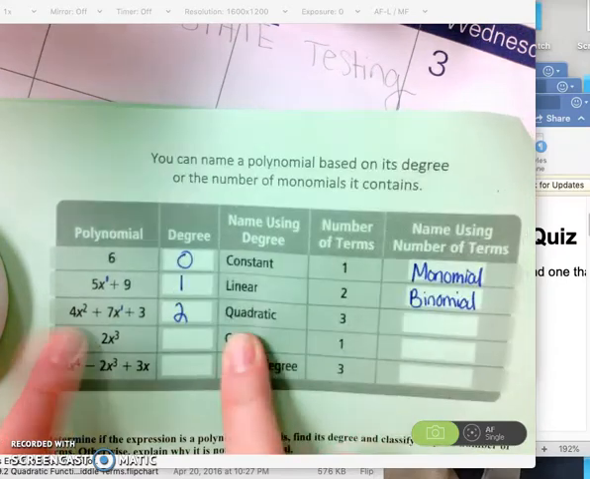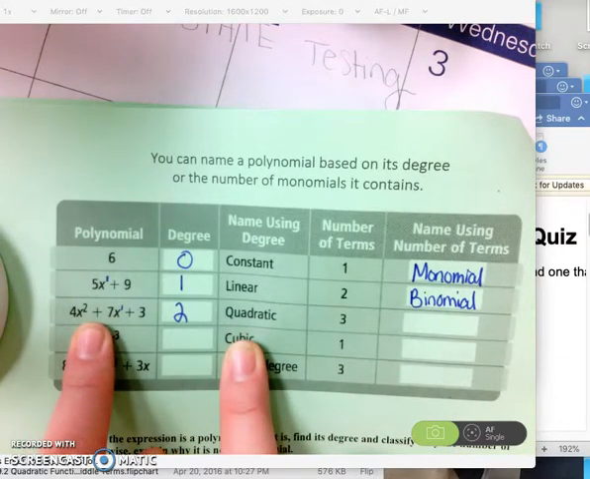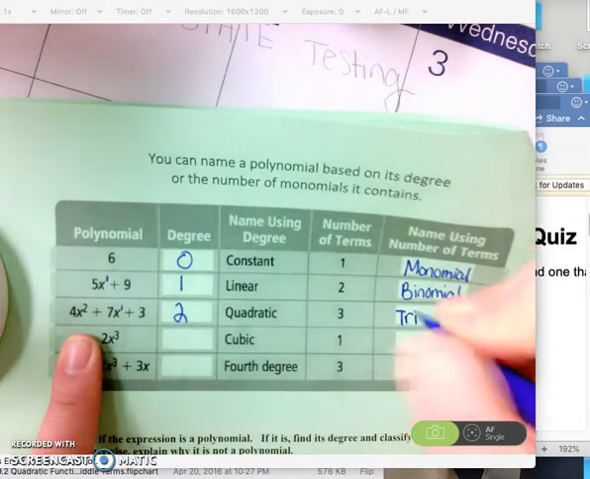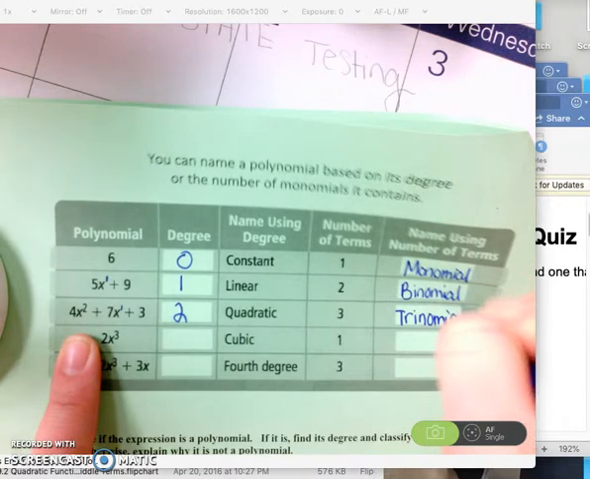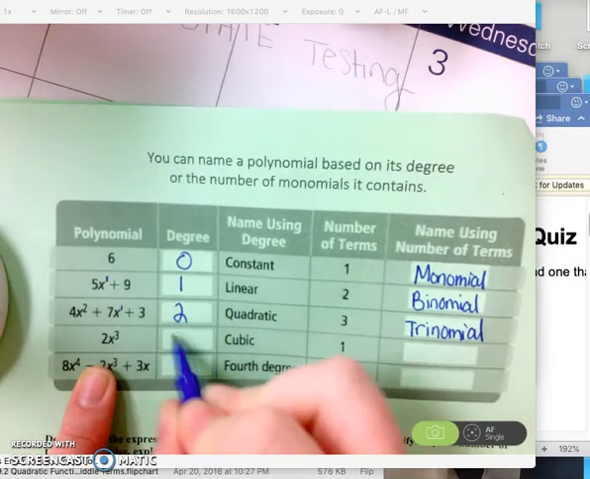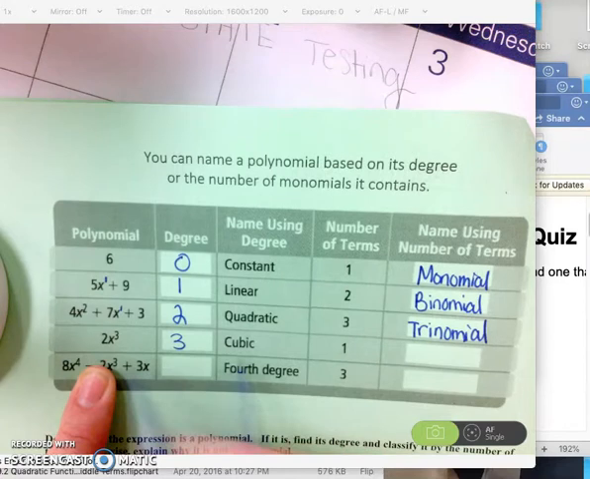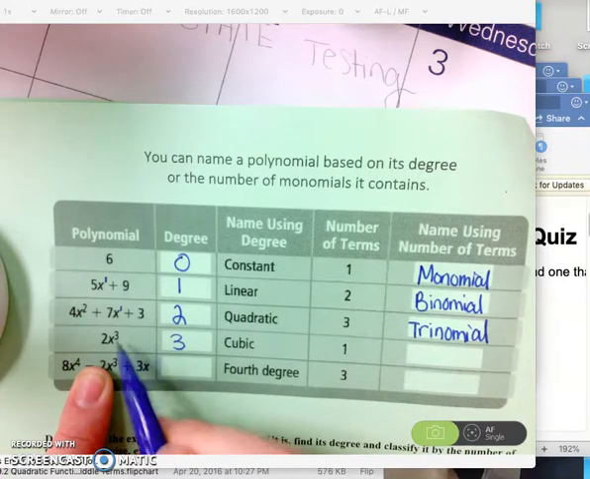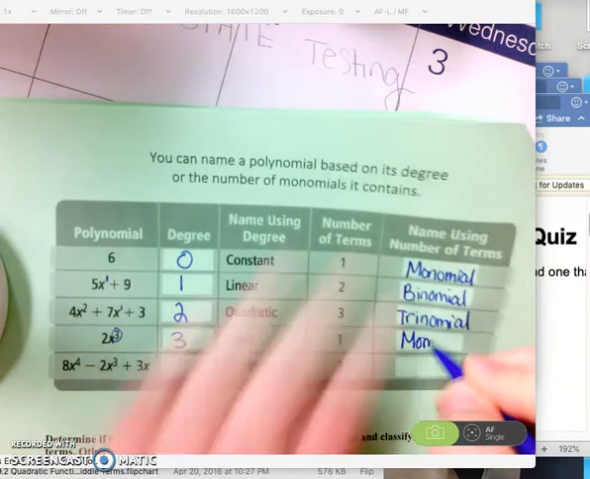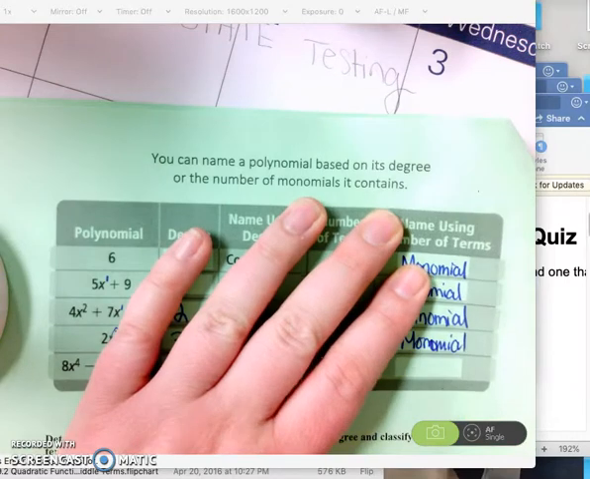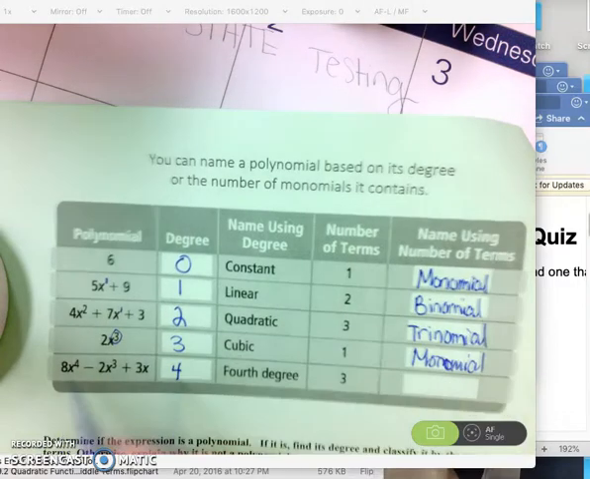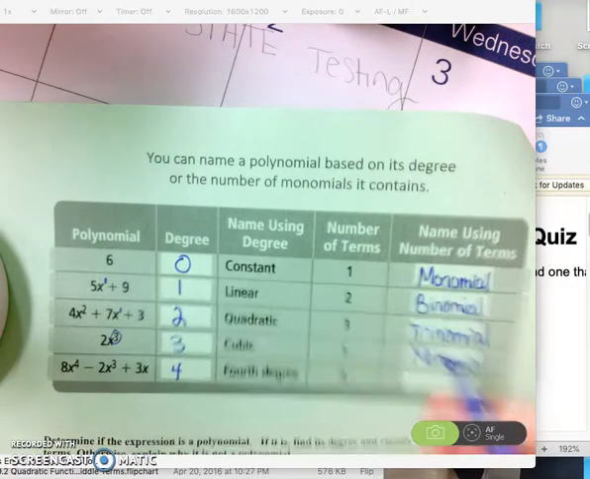Okay, now, quadratics. Quadratics have the highest degree of 2. It has 3 terms, so it's a trinomial. For this one, the highest degree of the exponent is 3. It's cubic because it's to the third. It's only 1 term, so it's still going to be a monomial. Okay. The degree is 4 this time because the highest degree is 4. Still 3 terms, so it's still going to be a trinomial.